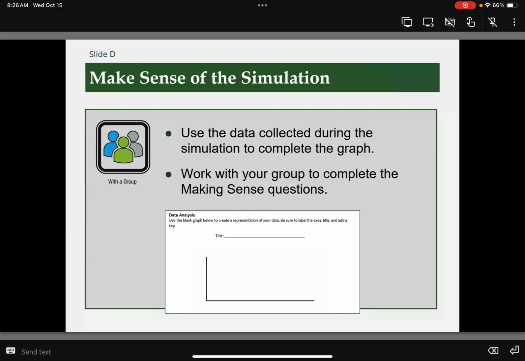Okay, so as a group, I'm going to have you answer the questions that are on page 40. There are 4 of them. Talk through those as a group, and come up with the best answer for you to write down.